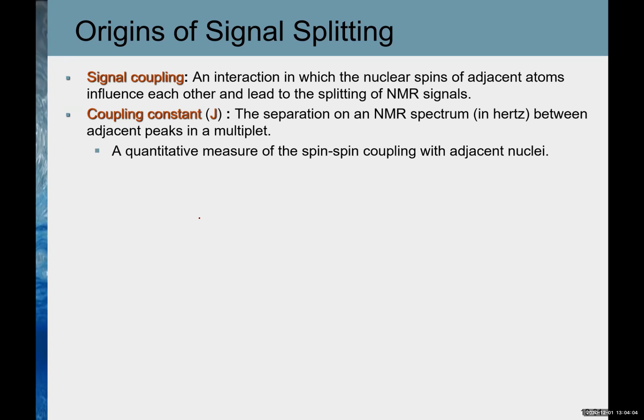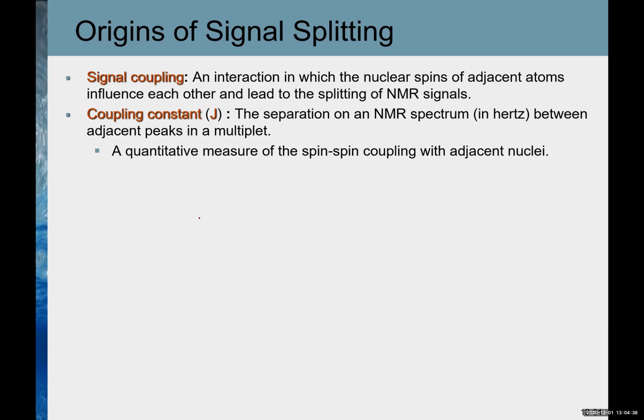Now, where does this multiplicity arise? What's the origin of this multiplicity? This is because of a phenomenon called spin-spin coupling. It means that the nuclear spin of one proton couples with the nuclear spin of a neighboring proton.